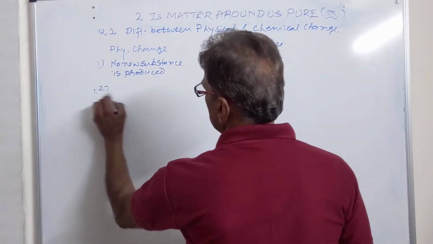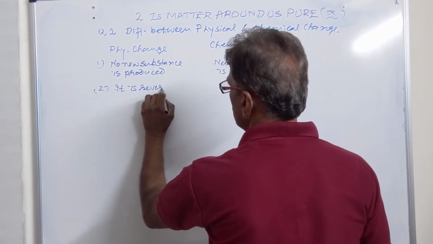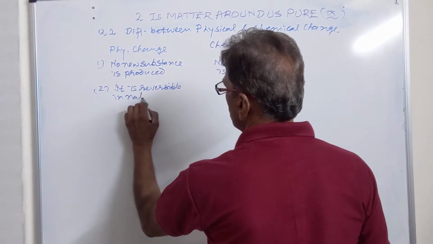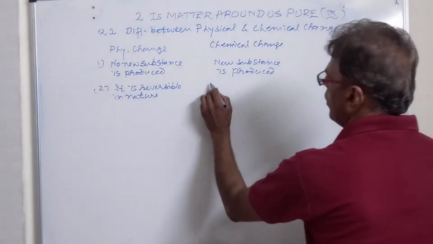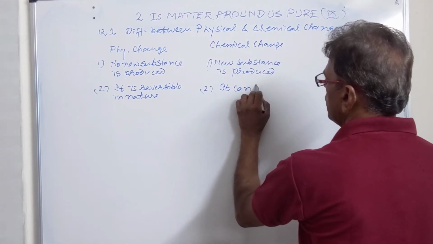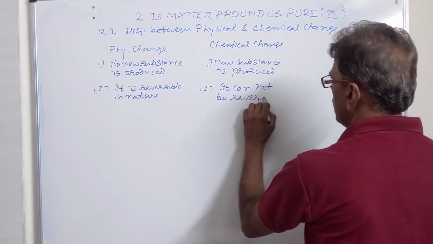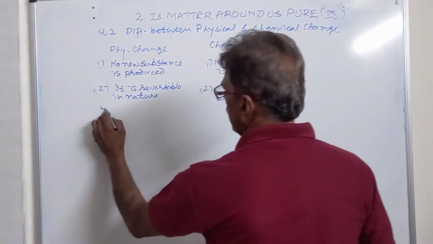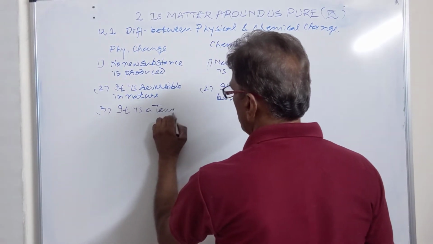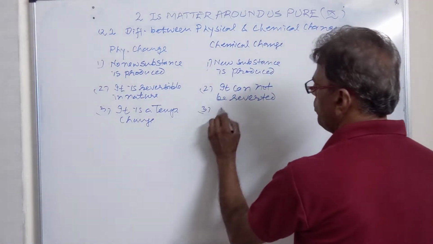Then physical change is reversible in nature. Chemical change cannot be reverted. Physical change is a temporary change. Chemical change is a permanent change.